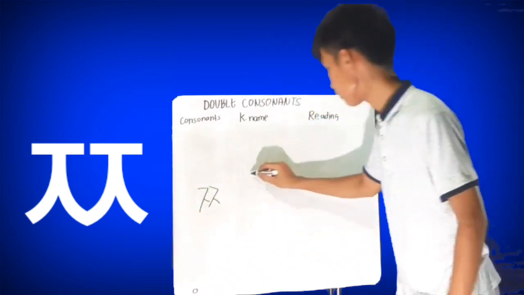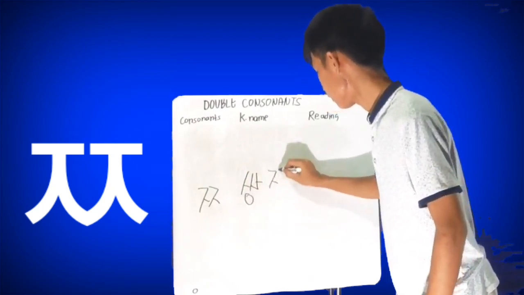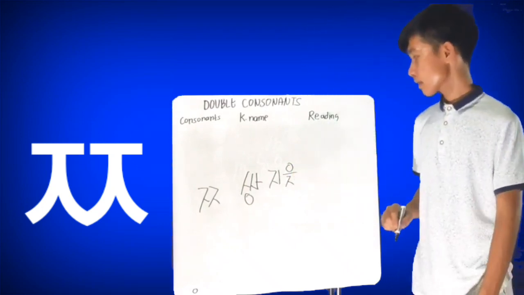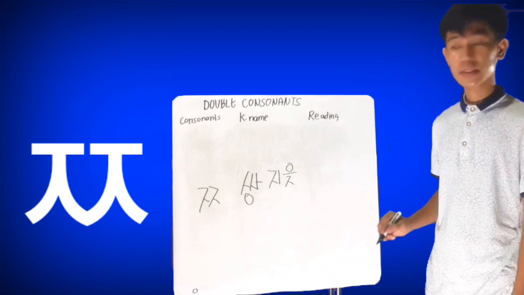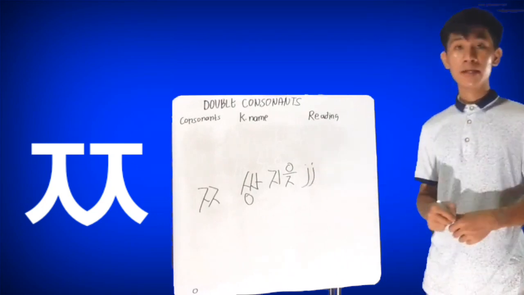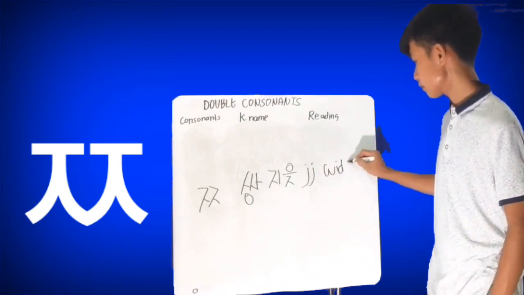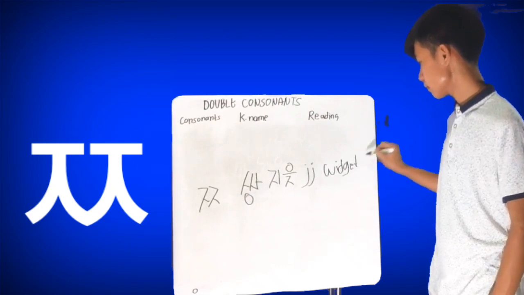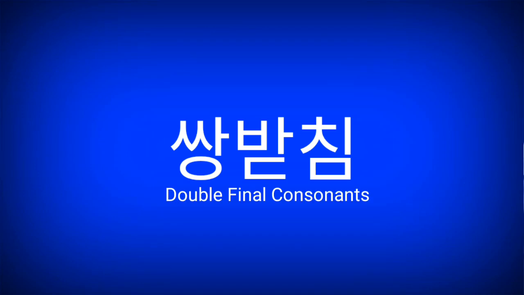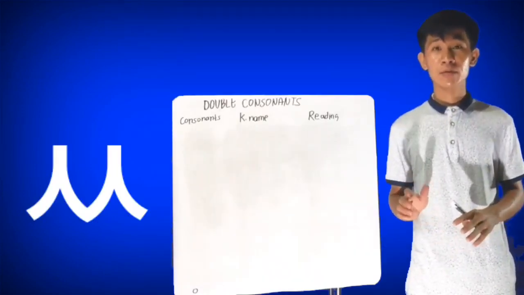Sang chiyo, just like double G, like widget. So again, double consonants are pronounced with a little bit of pressure or stress.